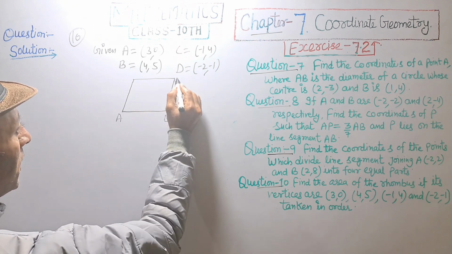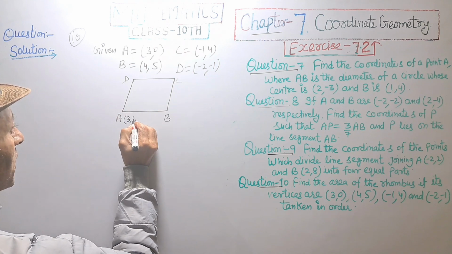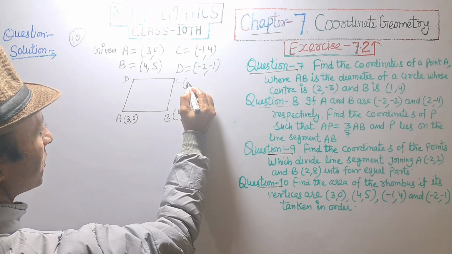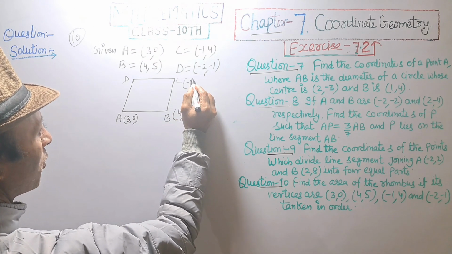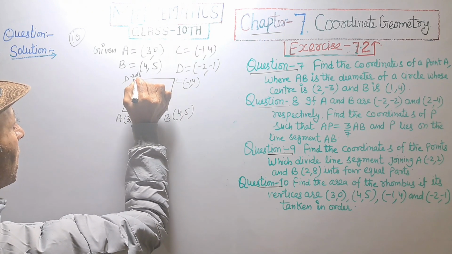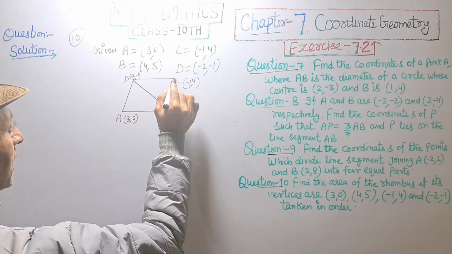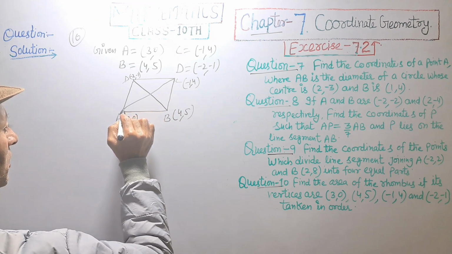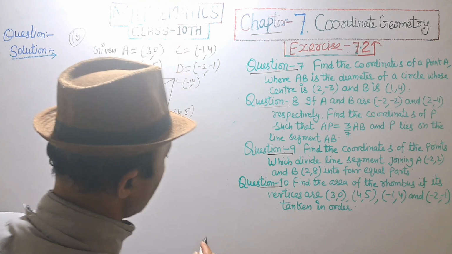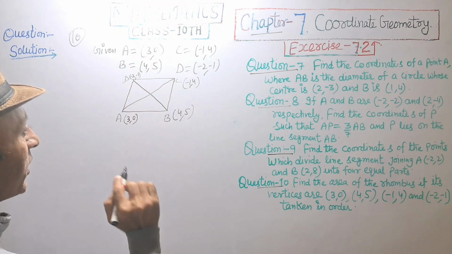A, B, C, D. A point is (3, 0), B point is (4, 5), C point is (-1, 4), and D point is (-2, -1). Join BD and AC, the diagonals. So the area of a rhombus is equal to half into diagonal 1 into diagonal 2.